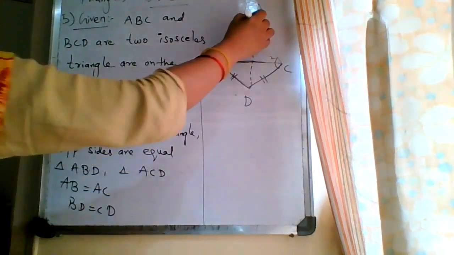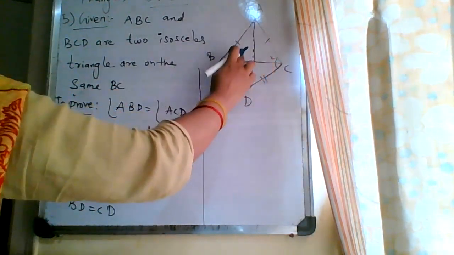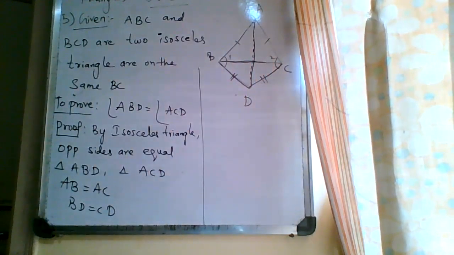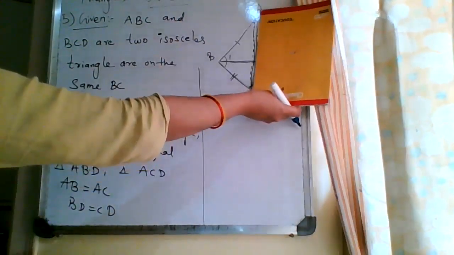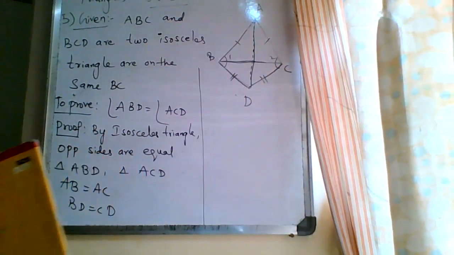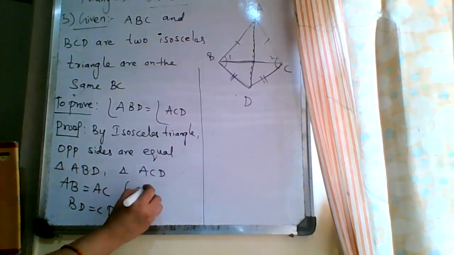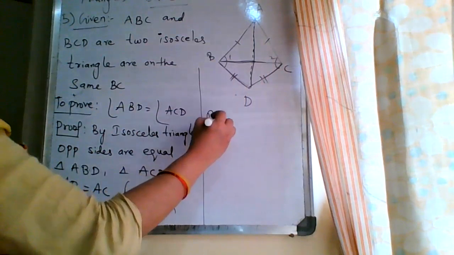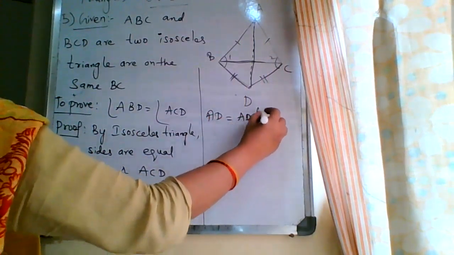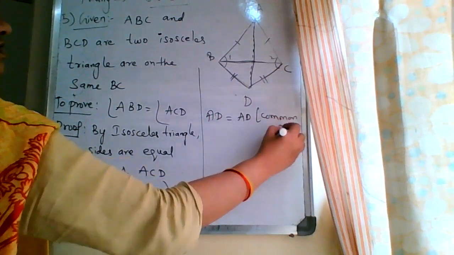Now see this. This is a common line for this side and for this side. Suppose, for example, this side AD is for this triangle also, and AD is for this triangle also. Therefore, this side is called the common side. This is by given, this is also by given, and this is by common side. AD is equal to AD.